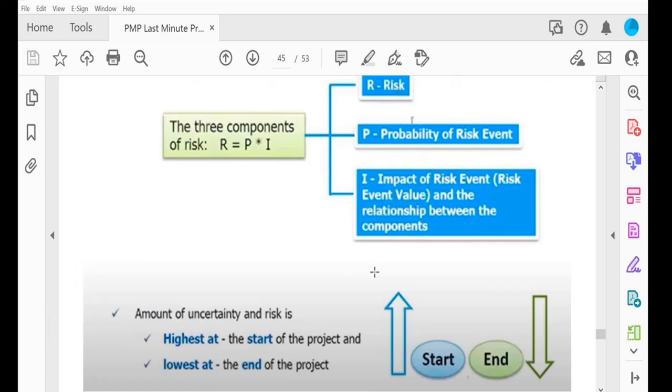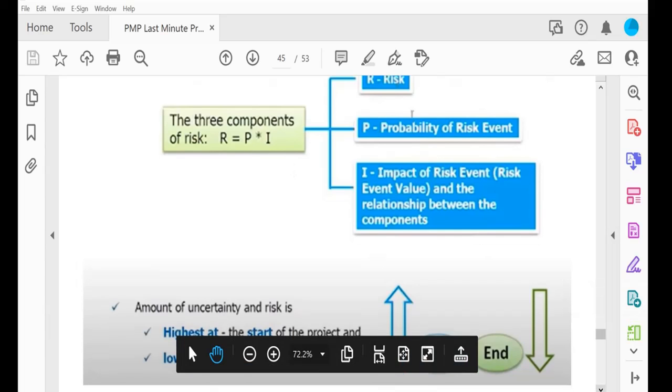So if someone says there is a 50% probability, and the impact will be 60% of something in money value, they will give you some money value: 50% of $20,000, and impact will be 30% of $60,000. Then what is the risk? It will be the multiplication, probability multiplied by impact. Yes, it will be the multiplication.